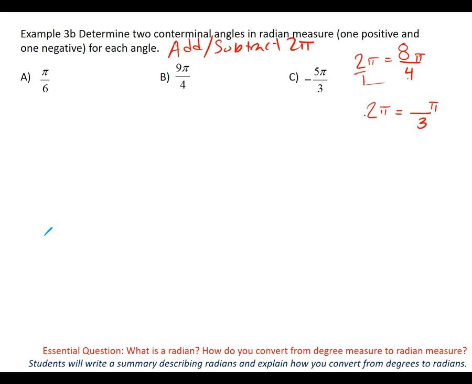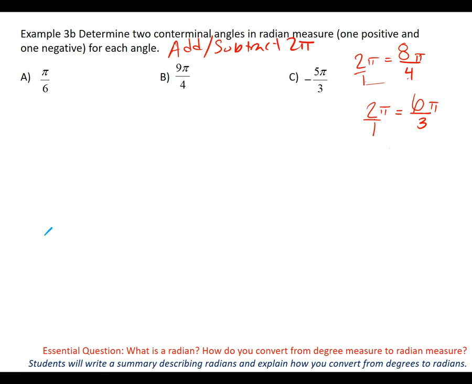So what do I want the denominator to scale up to? 3. So what do I have to multiply the 2 by? 3. So what do I get in my numerator there? 6. So 2 pi and 6 pi over 3 are the same thing.